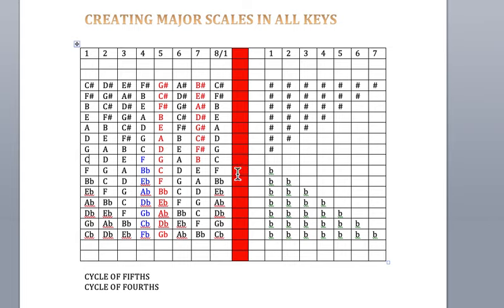So here it is. These are the numbers of accidentals in our major scales, and these are the major scales that we have.